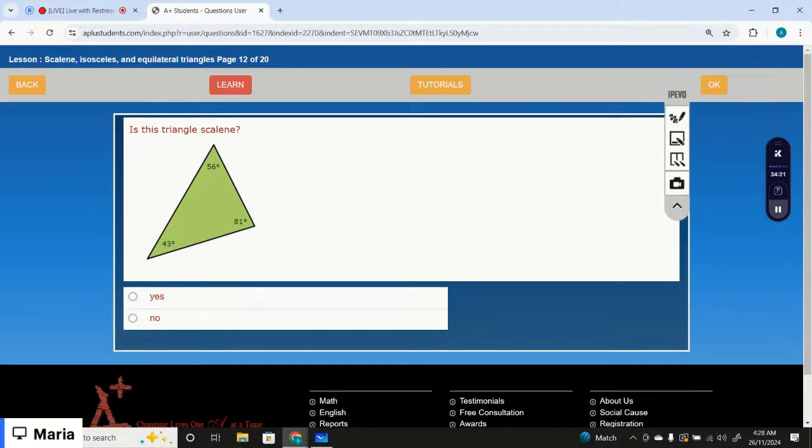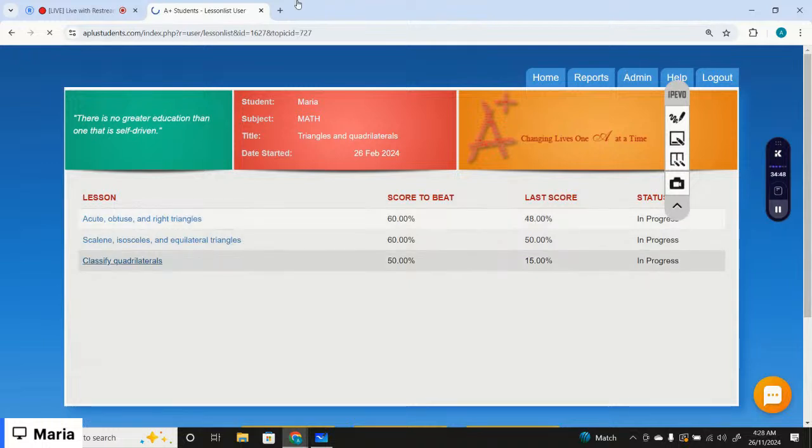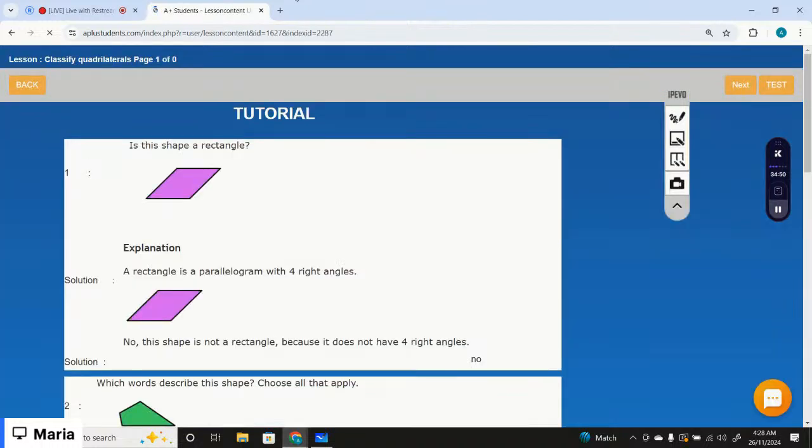Okay, you can complete the lesson by yourself later today. Let me just move on to the next lesson, and the next lesson is classify quadrilaterals. Let's just start with the lesson.